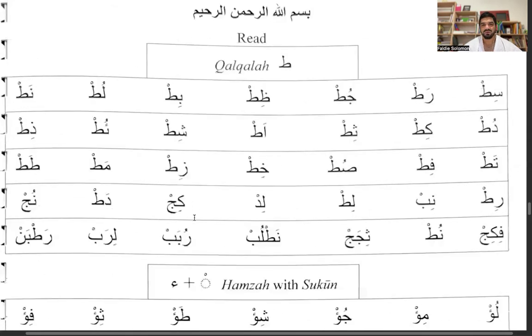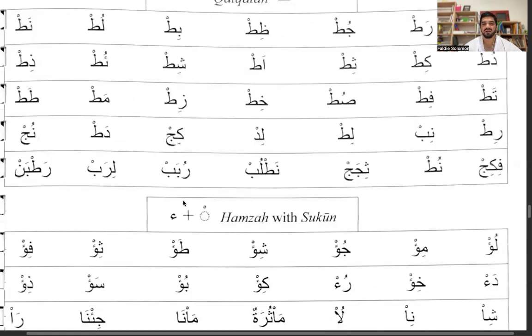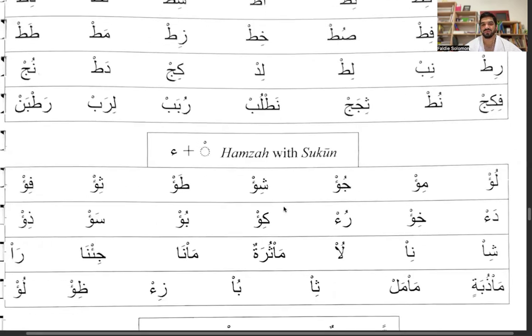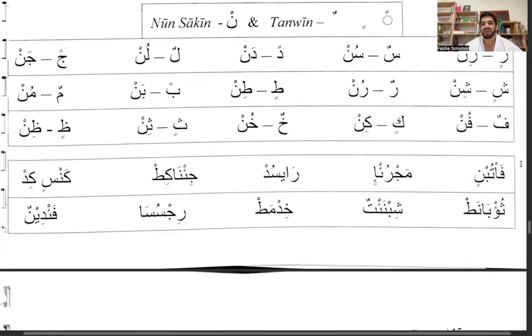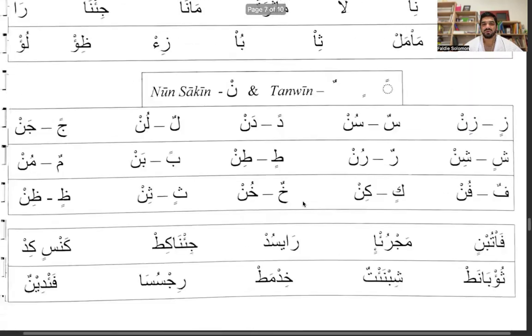So that's where we'll stop for today. We did the letter of Qalqalah, the letter ta, as one of the four that we've covered so far, and hamza with sukoon, which is exactly the same as the alif with sukoon. In our next session, we will practice noon sakin and tanween. This is important because for the next few tajweed rules, it's important to recognize a noon sakin and a tanween. We'll look at these two lines for reading practice. Okay, and that's where we'll stop for now.